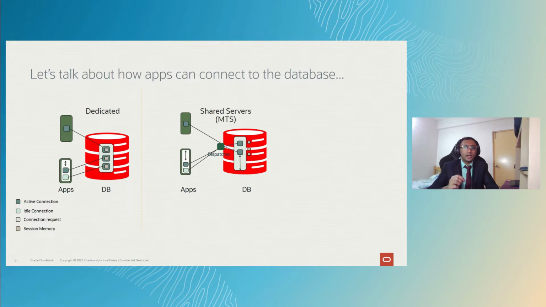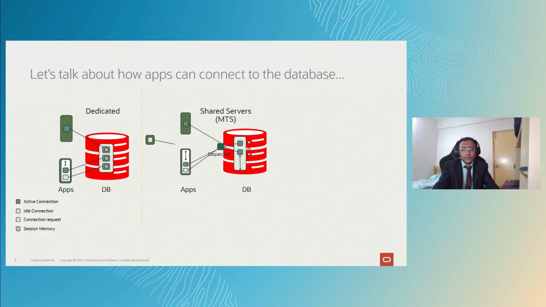So system global area is the global memory area of Oracle database, which is common to all the database server processes. So the connection from the queue will get served by the shared servers one by one, and the database resources are not stressed as much compared to the dedicated servers, because we are multiplexing the database server processes over the incoming connection request.